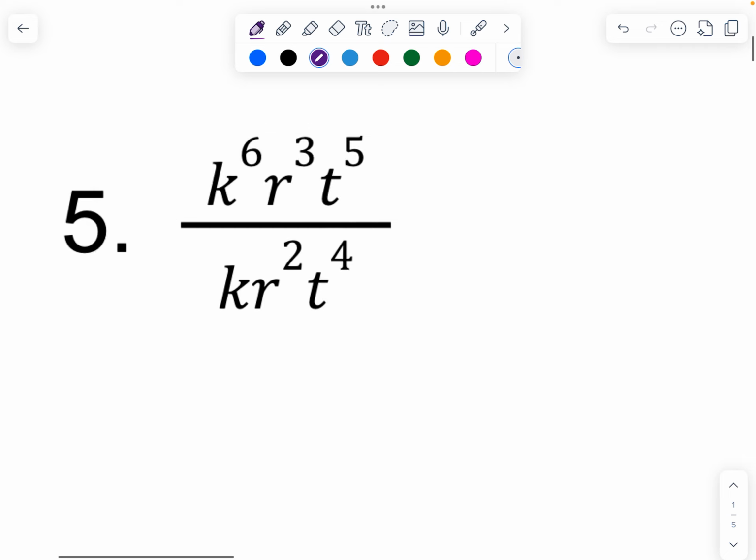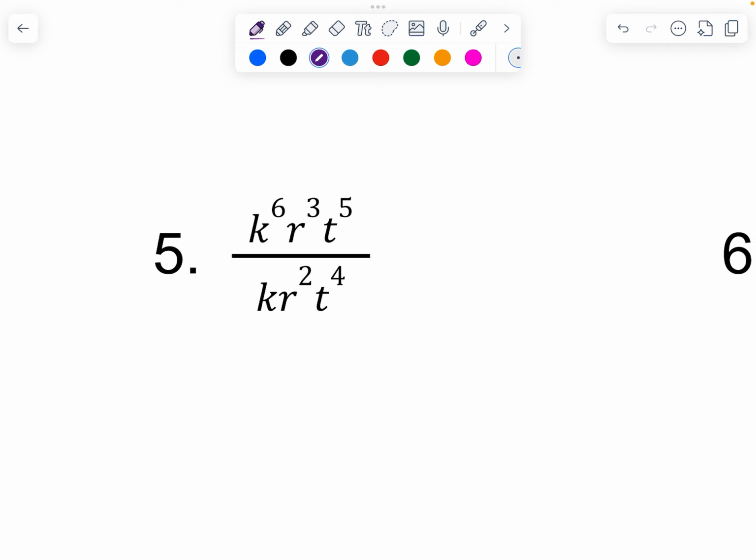This one, I have a fraction. Guys, with fractions, you always want to simplify it first.